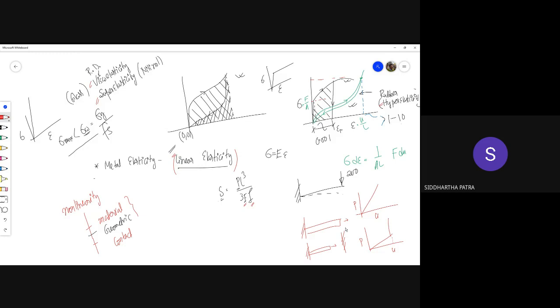Does this make sense to you? Yes, sir. This last makes sense. Because if we reach the end, then however much we increase the force, it will not increase.